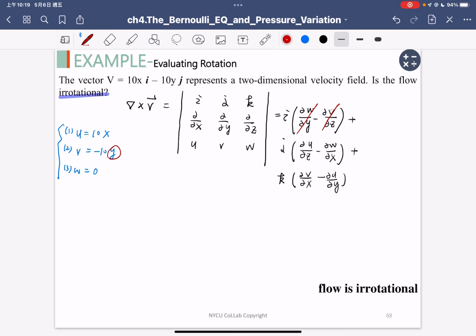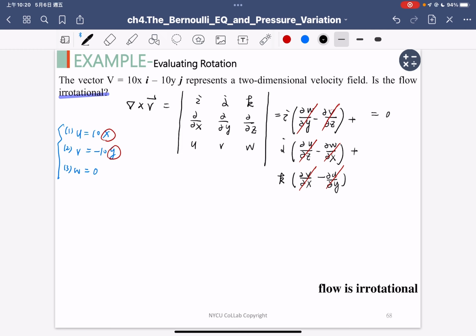Then we check the z direction, u differentiated with z. But u is a function of x, so there is no z parameter, so we don't have this component, and we don't have the w velocity. The final one is the k component. You see v also doesn't change with x, and u doesn't change with y. If you double check by yourself, you can see all of the velocity gradients are equal to zero. So we can comment that the final answer is equal to 0.